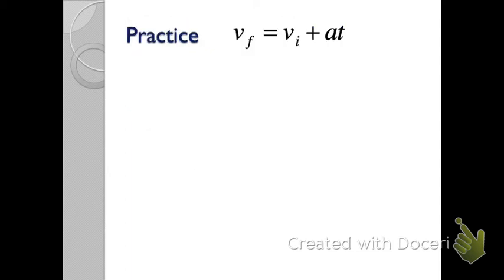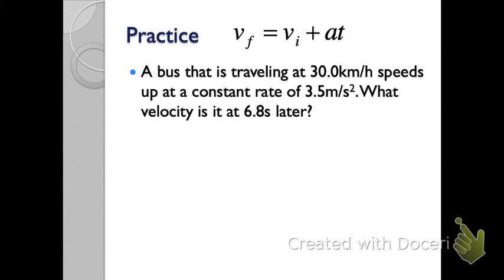Let's try a couple practice with this equation in particular, okay? It says a bus is traveling 30 kilometers per hour. It speeds up at a constant rate of 3.5 meters per second squared. What velocity is it at 6.8 seconds later? So we've got to start identifying our variables here. Before we do a whole lot, I want to identify our variables. So tell me, what is this 30 kilometers per hour? Okay, it is a velocity. What type? Is it initial or final?